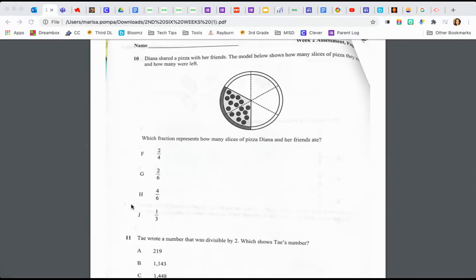Number 10. Diana shared a pizza with her friends. The model below shows how many slices of pizza they ate and how many were left. Which fraction represents how many slices of pizza Diana and her friends ate? Is it F, 2/4, G, 2/6, H, 4/6, or J, 1/3?